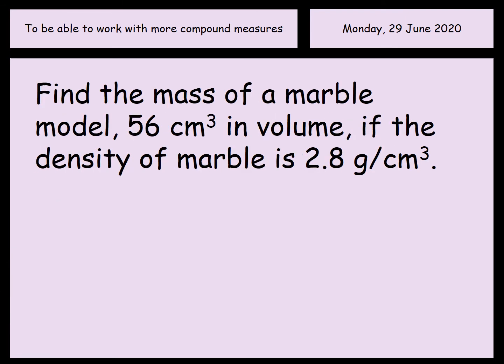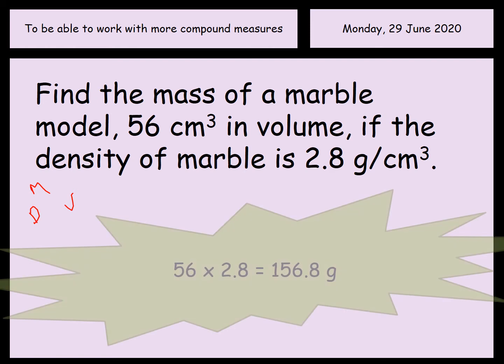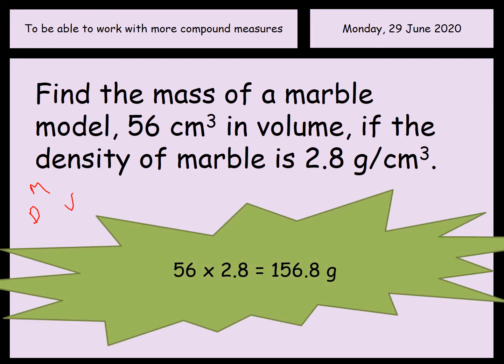Next one, the mass of a marble. Find the mass. So again, we're finding mass, so we're doing density multiplied by volume. Multiply the two things together once you've checked your units are right and get yourself an answer. Okay, so if you did do a grid, you can be crossing these off as you go.